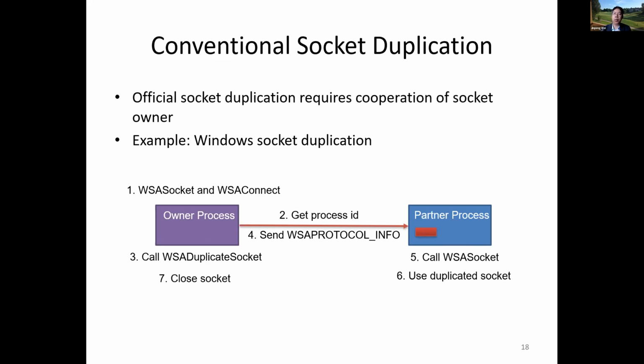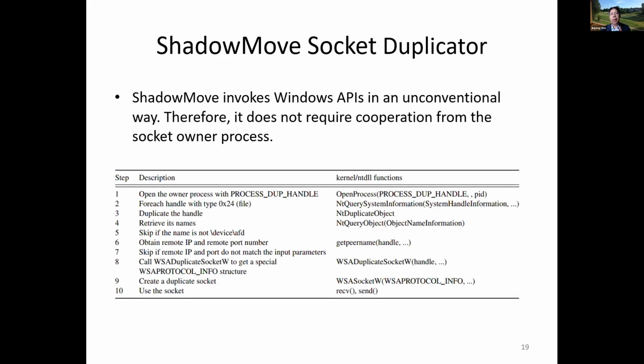So this is how it is done in today's operating system, in Windows. But we can see that this requires cooperation between the two processes. ShadowMove cannot use this idea because ShadowMove is an attacker. It doesn't want the victim process to know that this malware is trying to steal the socket. So instead, ShadowMove has a novel idea that invokes the relevant Windows APIs in an unconventional way. As a result, it doesn't require any cooperation from the socket owner process.